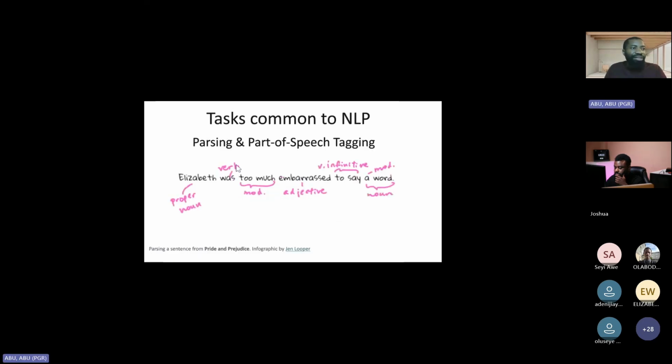The other part is parsing and part of speech tagging. Like every language, you have parts of speech: you have verbs, you have nouns, you have adjectives. So you're going to put in tags for those different parts of speech in your corpus. What I mean by corpus is the body of knowledge that the machine is using to learn the natural language of that particular language. This is just an example of what that tagging is all about, the parts of speech tagging.